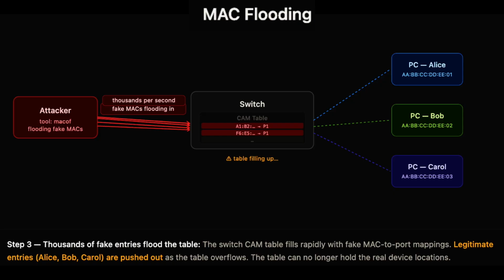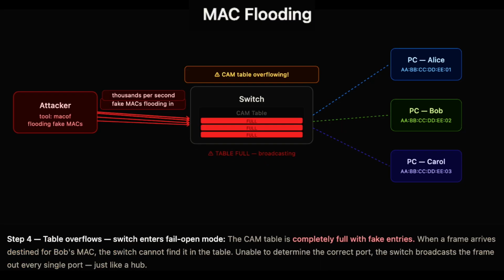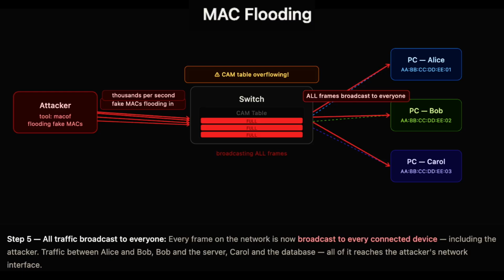Legitimate entries, Alice, Bob, and Carol, are pushed out as the table overflows. The table can no longer hold the real device locations. Once the CAM table is completely full with fake entries, the switch enters fail-open mode. When a frame arrives destined for Bob's MAC, the switch cannot find it in the table. Unable to determine the correct port, the switch broadcasts the frame out of every single port, just like a hub.